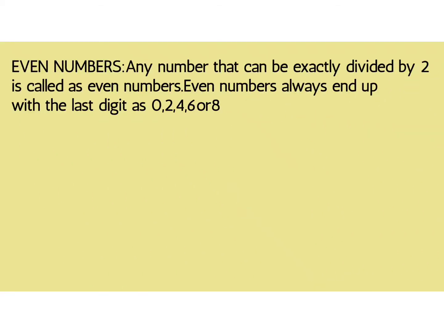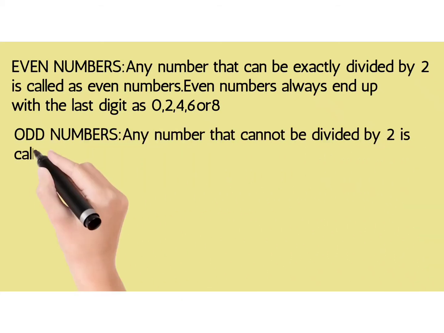Children, what are even numbers? Any number that can be exactly divided by 2 is called an even number. Even numbers always end with the last digit as 0, 2, 4, 6 or 8.